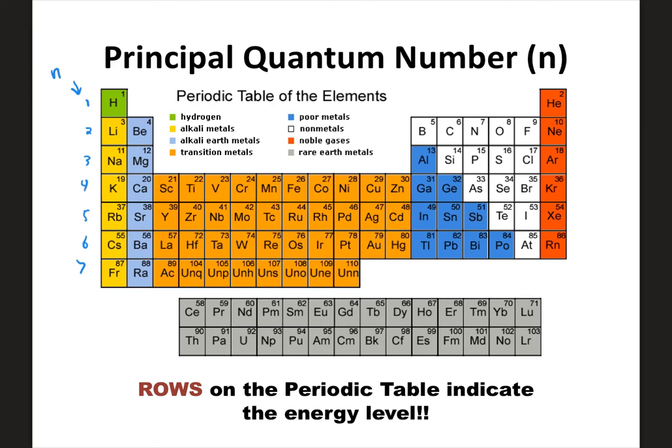So these two rows at the bottom, they don't get a number because technically these two rows go in the 6th and 7th row here. So those numbers on the left side of your table, they represent your energy level. They represent the principal quantum number, or N. So if I said, what's the principal quantum number of beryllium? Beryllium's in the second row here. It would have a principal quantum number of 2. So make sure you have that labeled on your table.